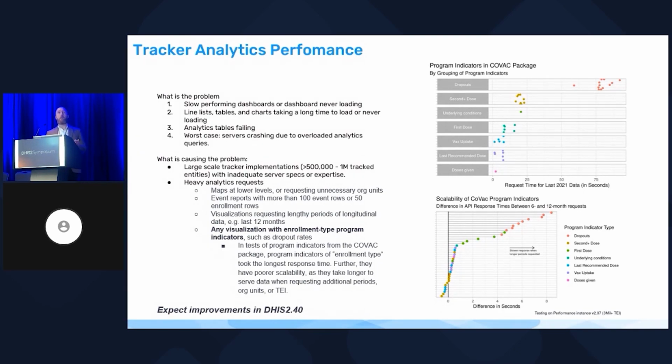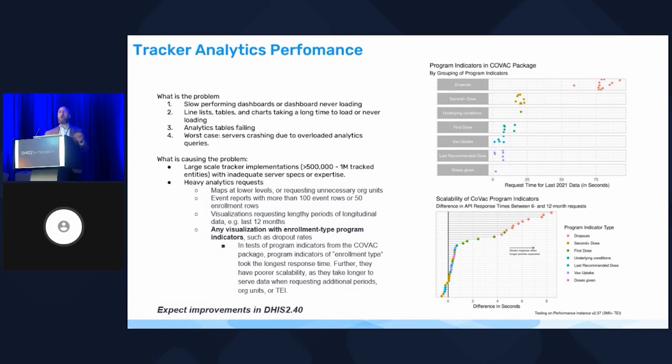Where are the problems right now? The problem right now is largely focused on enrollment type program indicators. So if you have large scale tracker programs and you're dependent upon enrollment type program indicators, if you're using a current version of DHIS2, the bad news is that they're not working well for you, right? So let's just be honest about it. And this is a big focus of what we're trying to improve.